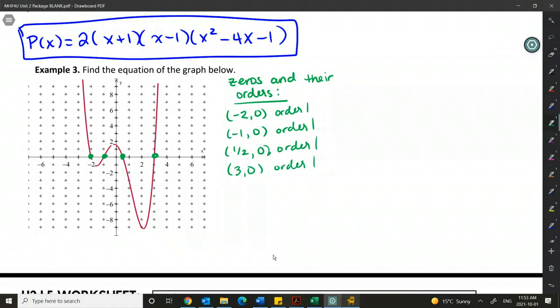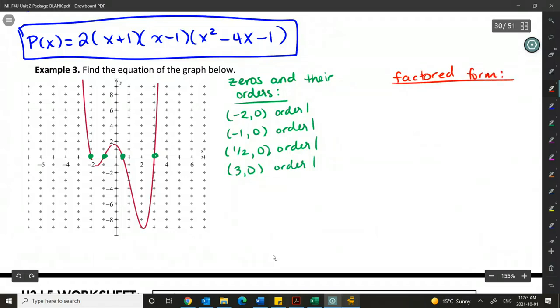Okay, I count up the turning points. I have 3 turning points. This is most likely degree 4. The zeros and the orders confirm that to me, so that's perfect. Okay, so let's start this in factored form. How will I create this now? Polynomial p at x is equal to what?